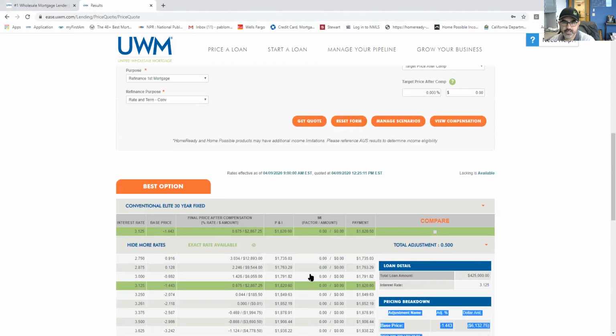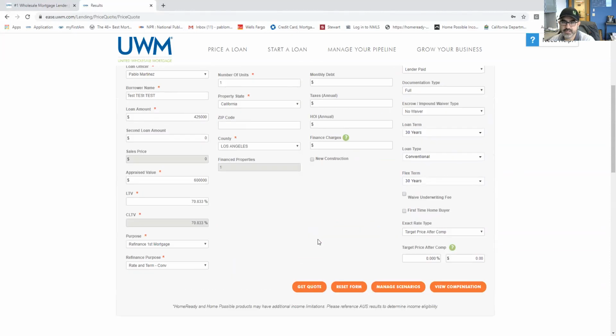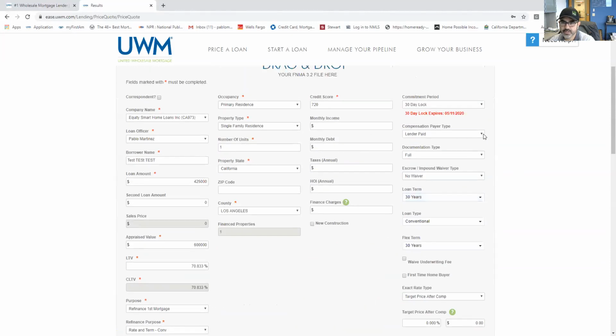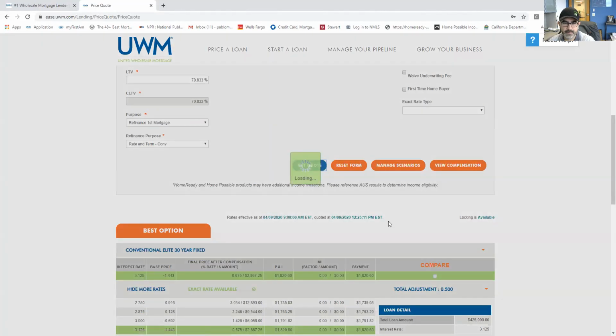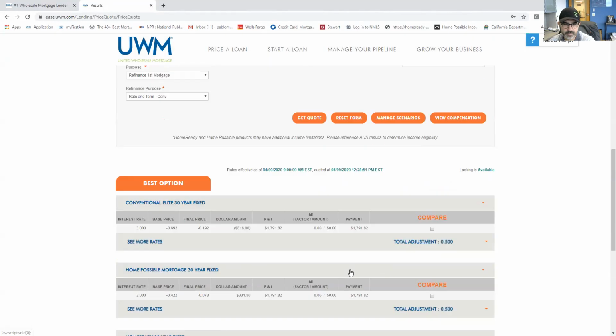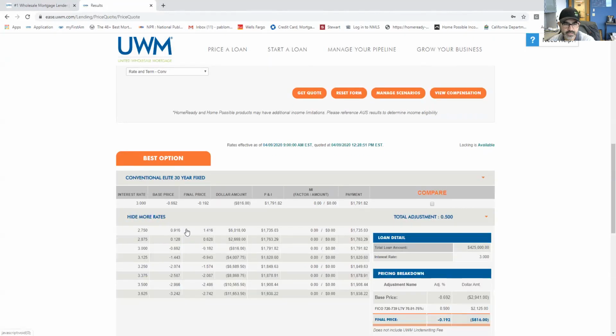Okay, so now let's compare that to borrower paid. That was an example of lender paid. So let's go to borrower paid. Okay, so borrower paid, we're going to hit get quote. We're going to see more rates.